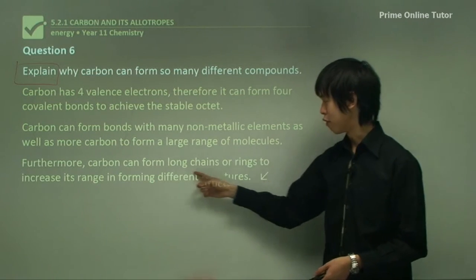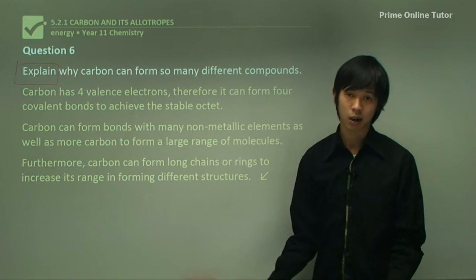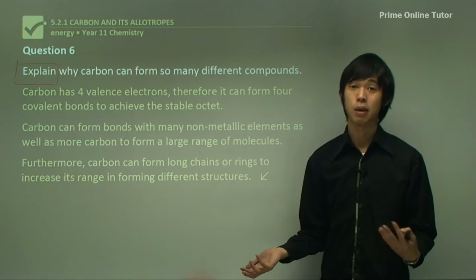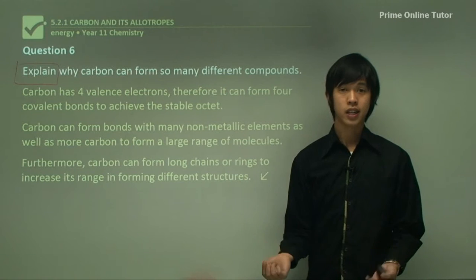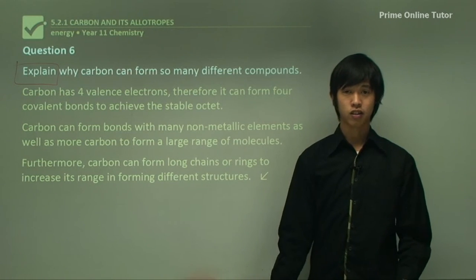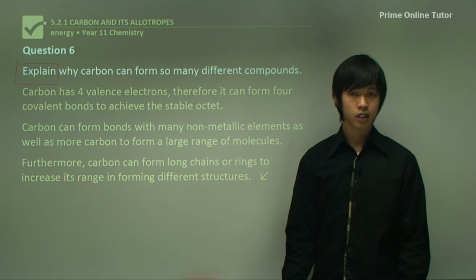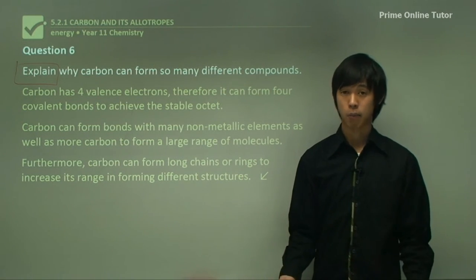Furthermore, carbon can form long chains or rings, and that increases the number of ways that we can bond carbon together, because a ring will have different properties to, say, a chain of the same number of carbons. Okay, so that wraps up today's lesson on carbon. And so we've talked about what carbon is and why it is helpful to us, and the number of different compounds that carbon can form and why that happens.